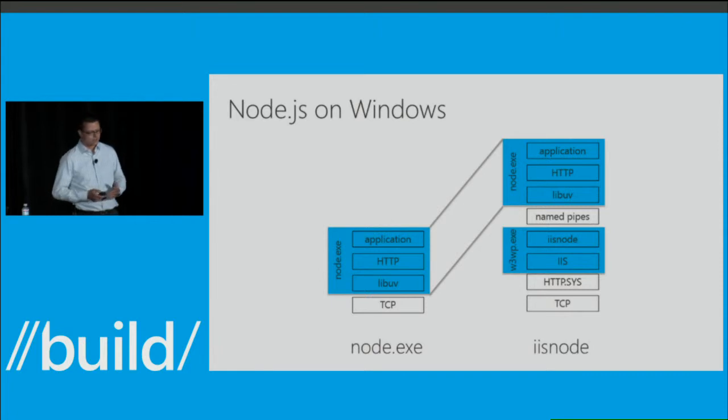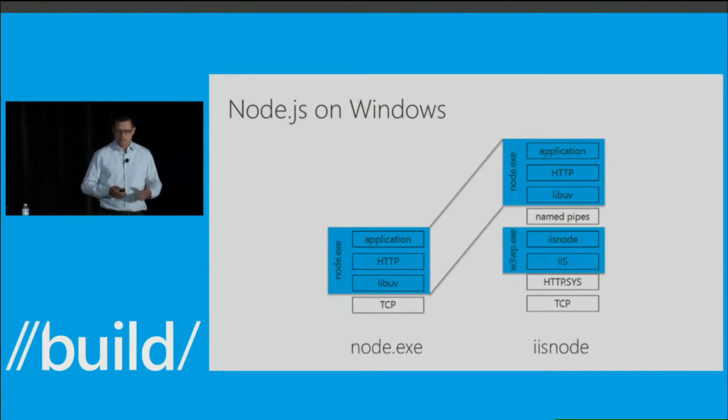In addition, process management also includes detection of unorderly termination of the node executable. And in such an event, for example, if your application throws an unhandled exception, which leads to the termination of node.exe, IIS node will again respawn a new instance of the node.exe process and allow subsequent HTTP requests to be handled without interruption.